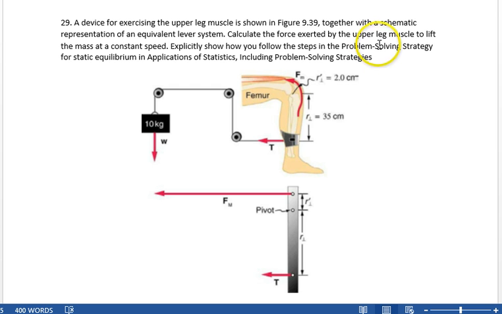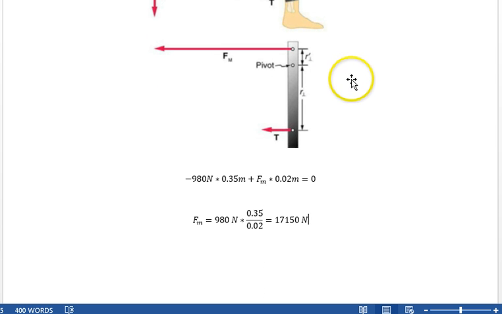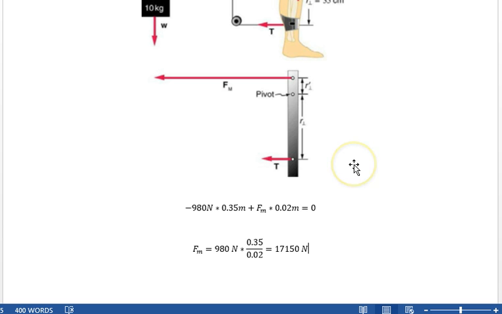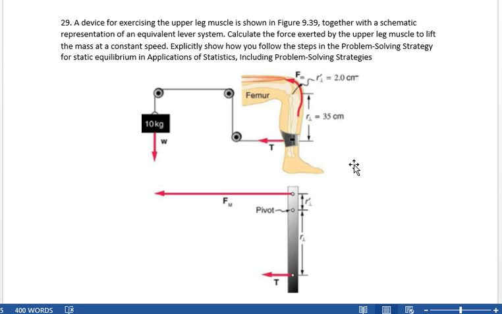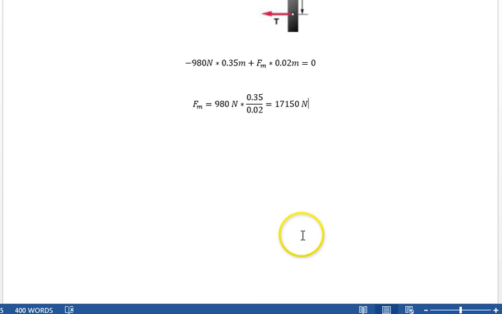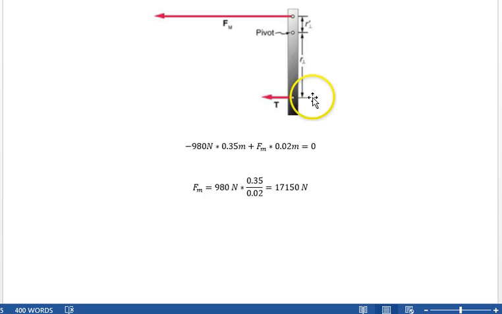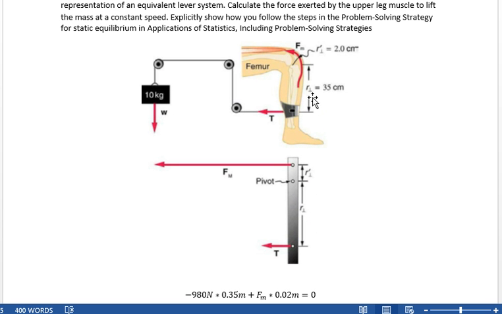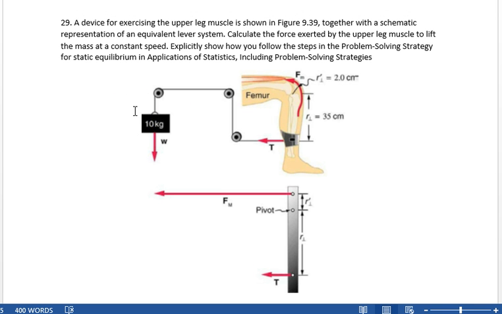Right? And the next question is, is this reasonable? Right? And that's a lot of force. And it is problem setup seems reasonable. Seems reasonable to me. All right, that's it for problem 29.